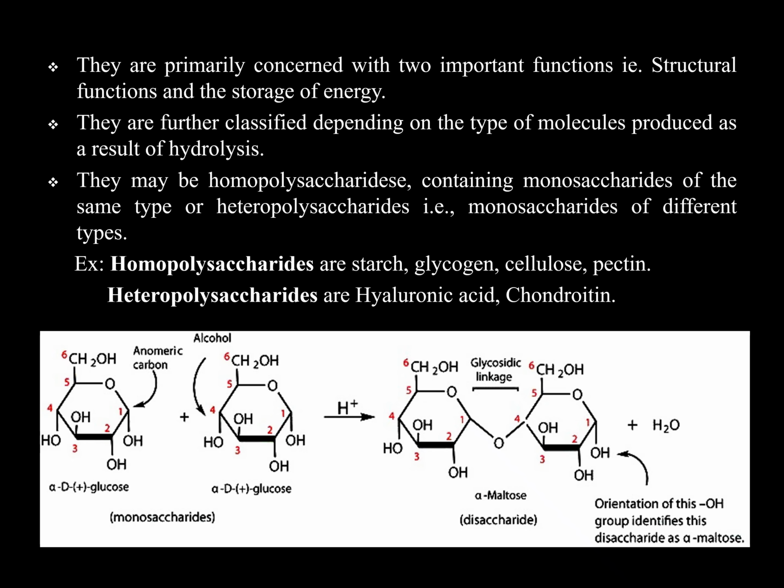Polysaccharides can be homopolysaccharides or heteropolysaccharides. Homopolysaccharides contain the same monosaccharide repeated, like starch, glycogen, cellulose, and pectin. Heteropolysaccharides contain different monosaccharides, like hyaluronic acid and chondroitin. These are important in connective tissue and lubrication.